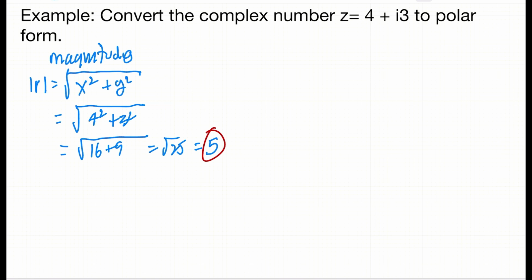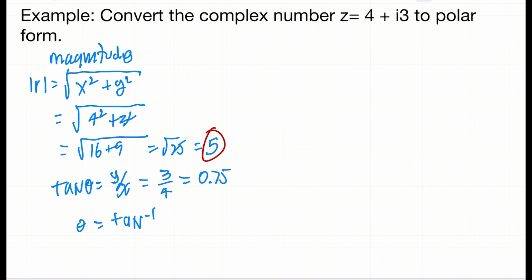Now let's do the angle. And we know that the tangent of theta is equal to y over x. What's the imaginary part over the real part? So in this case, that's going to be 3 over 4, which is just equal to 0.75. That's just 3/4. So we know theta is equal to the tan inverse of 0.75.